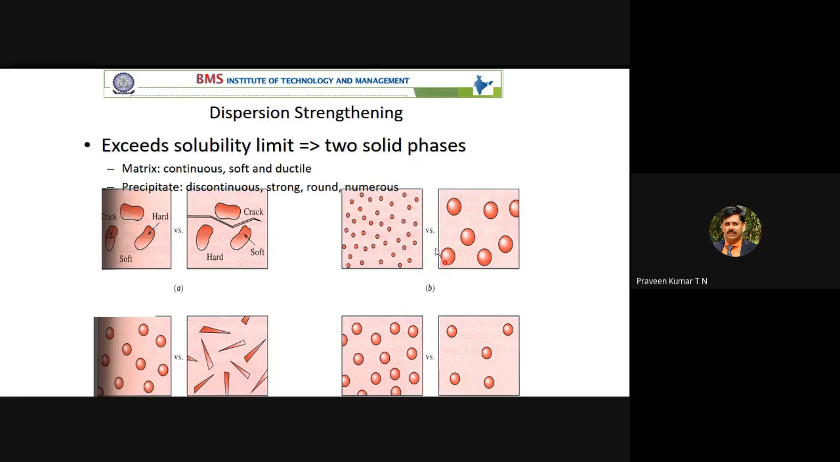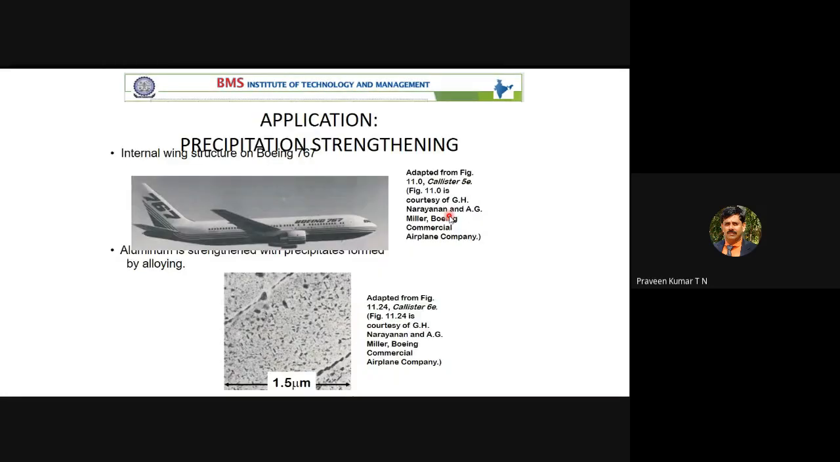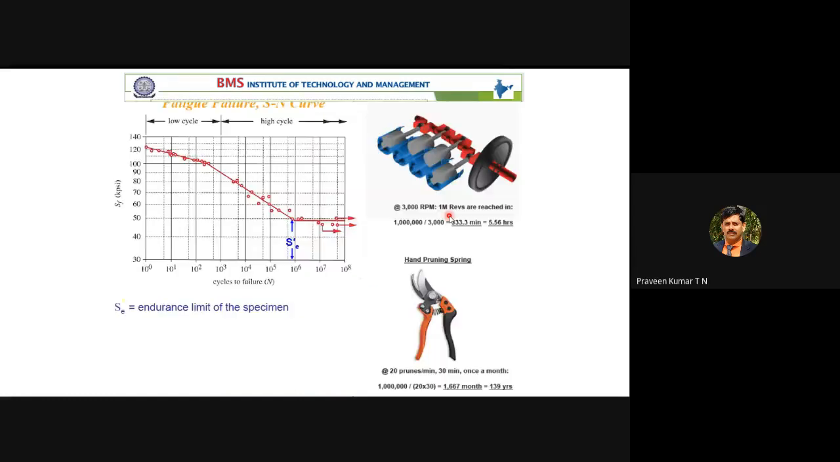We can see here, that is dispersion strengthening. To increase the fatigue limit, they will go for dispersion strengthening. There is also precipitation strengthening, which you may not understand now.